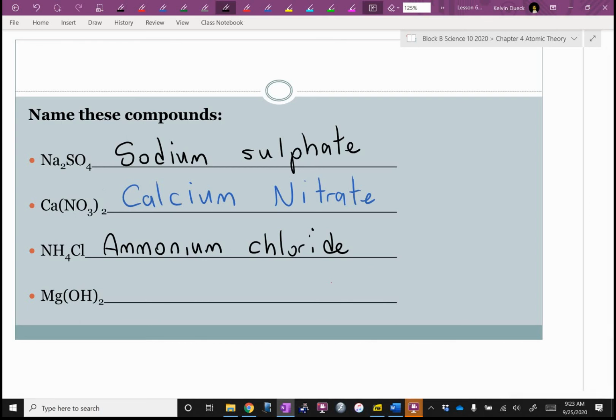MgOH. Magnesium or something. What's OH? It's on the back page. Hydroxide. Do you need to memorize these? Yes. Did I give you them on your periodic table? Do you need to memorize these?